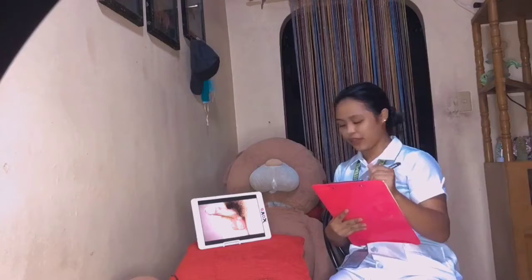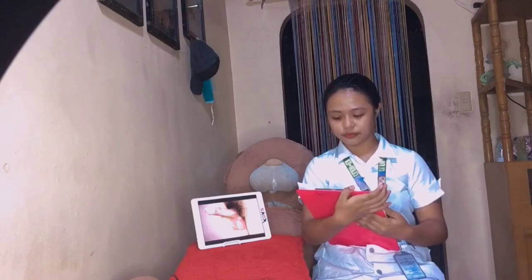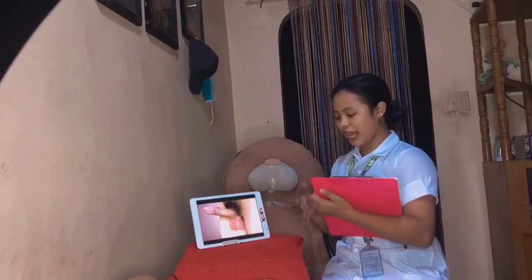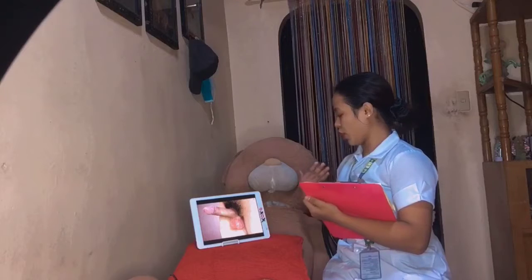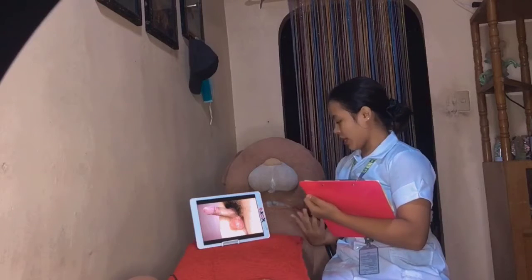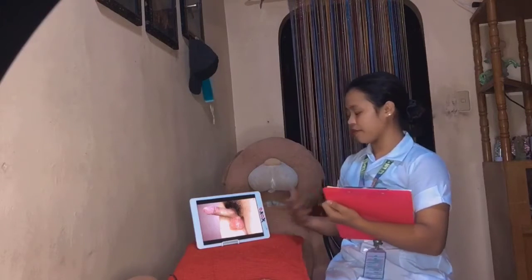Okay, ilang taon na po kayo? Okay. So now we will proceed to the explanation, for the patient to be aware of what we're going to do and why it is necessary. The rationale of this is for the patient's awareness of the whole procedure that we will be doing. Good day sir. For today I'm going to assess your private part. Is it okay with you? Okay, for us to know if there are any abnormal findings.